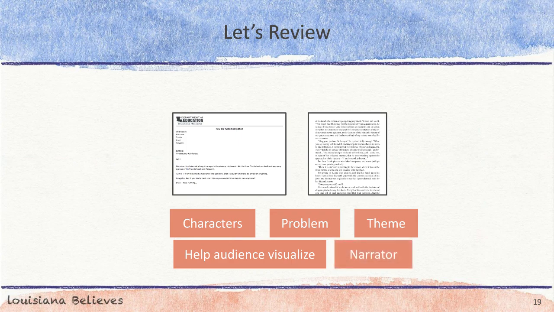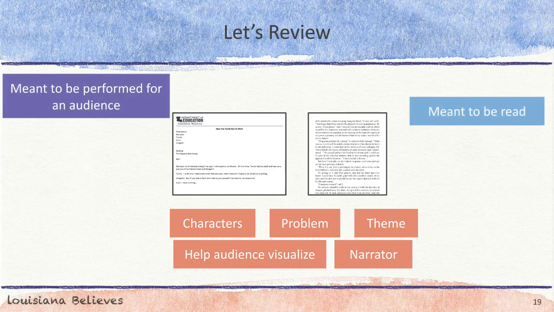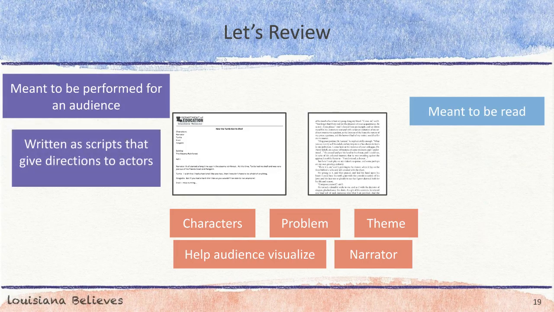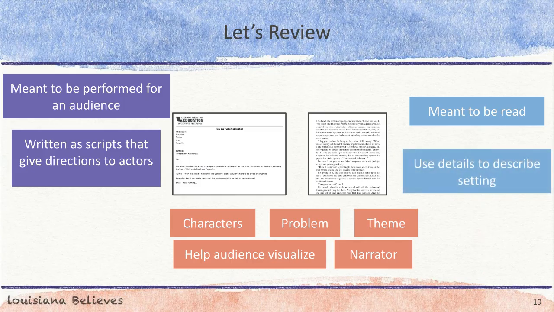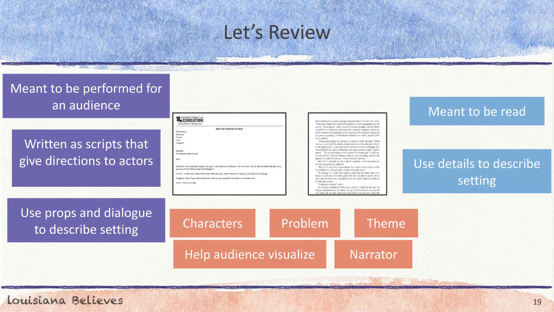Some differences are that while tales are intended to be read, dramas are intended to be performed by actors for an audience. Also, dramas are different than tales because they are written down as scripts that give directions to actors. Also, while authors of stories can use details in a text to describe the setting, authors of plays must use props and dialogue to describe where and when their stories are taking place.